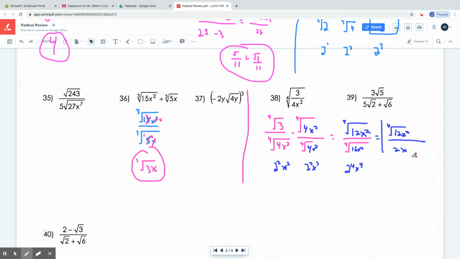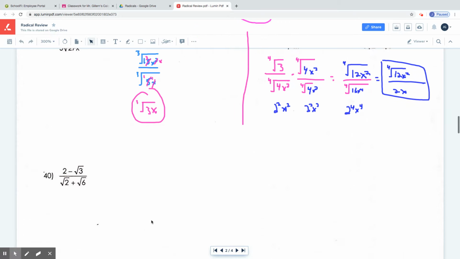2x. All right. Now, do you have to show this step? Could you have gone right to 2x? Yes. But just in explaining it, I want to show you why. Your goal is to get a perfect fourth root, something that goes in evenly. Okay.